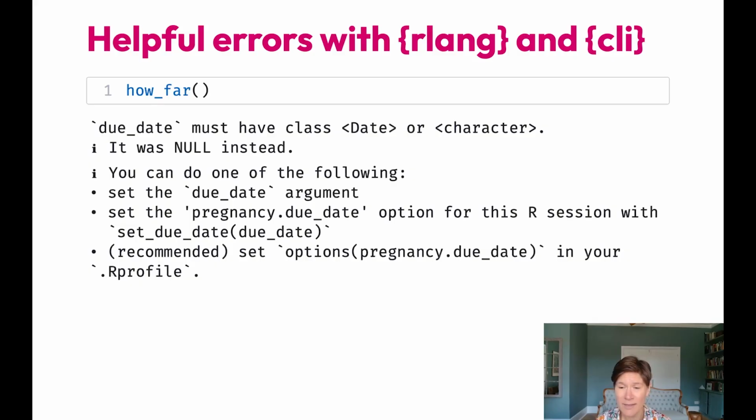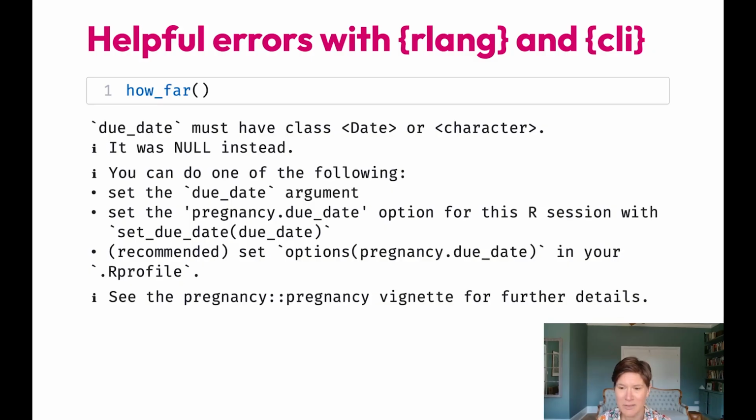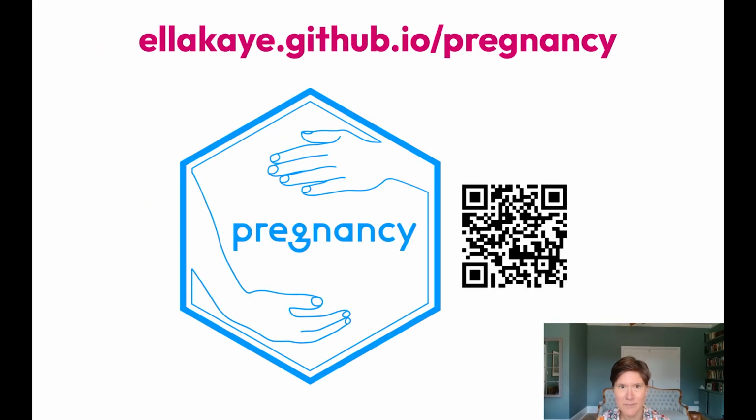Because if you do that, you just need to do that once, and then in every R session in the future, R will find that due date, and you can call any of the functions in the pregnancy package, and you will never have to specify your due date again because it will pick it up from that option. And you get a link to the documentation to provide more details.